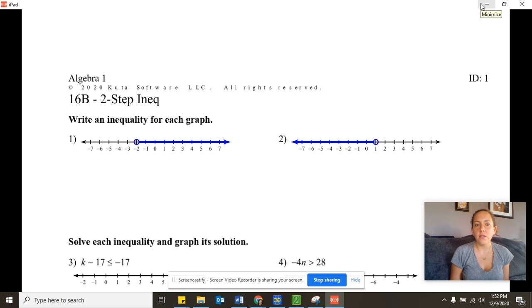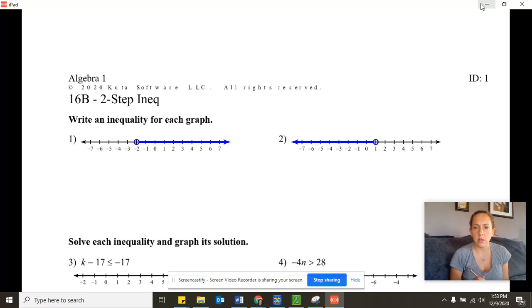Hey guys, so as promised for the second half of the week, we are doing two-step inequalities. Just to review, we are going to go back over just inequality stuff.